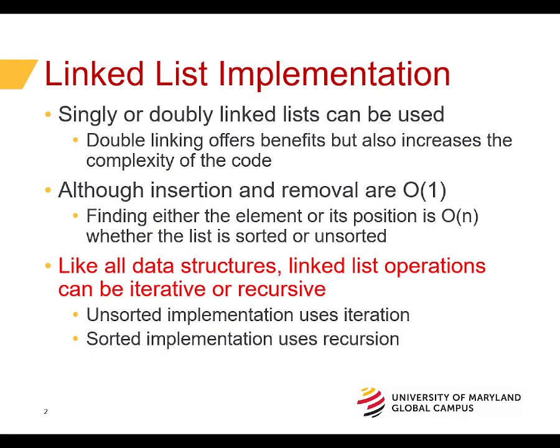Like all data structures, linked list operations can be implemented using iteration or recursion. Because a linked list is a recursive data structure, using recursion has some advantages in certain cases. In the unsorted implementation, all the operations rely on locating the position. In this case, we elected to use iteration. For the sorted implementation, using recursion avoids the need to maintain a two-node window, as was needed with the sorted array implementation we considered previously.